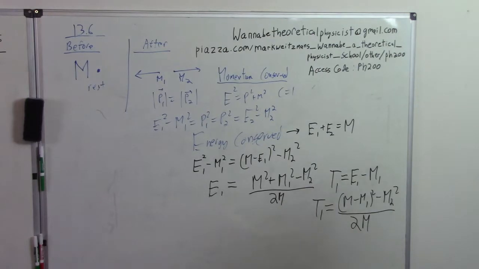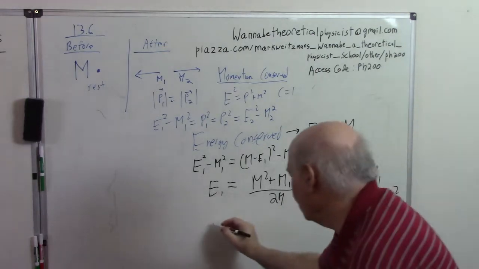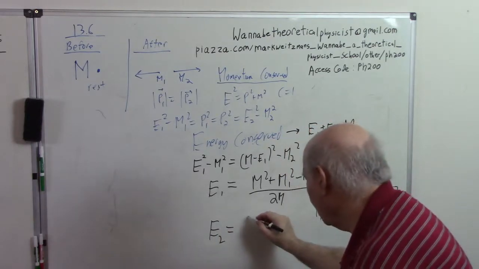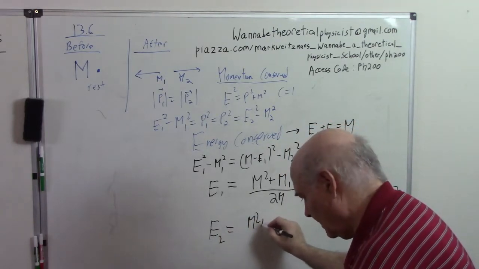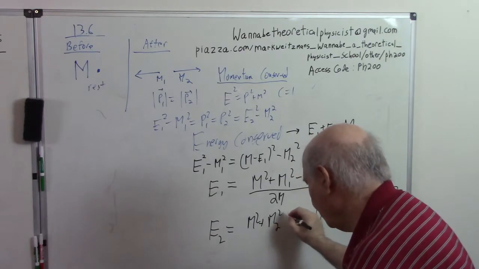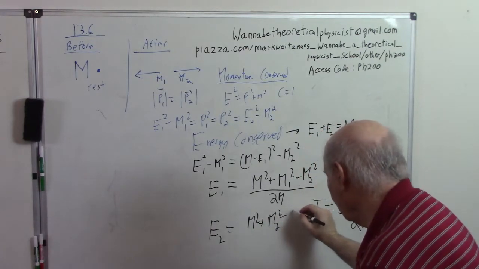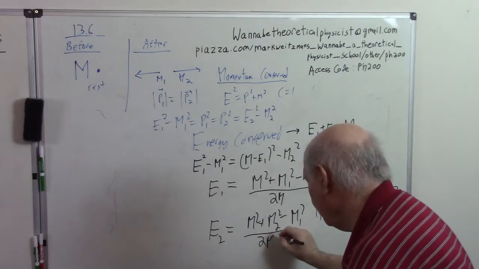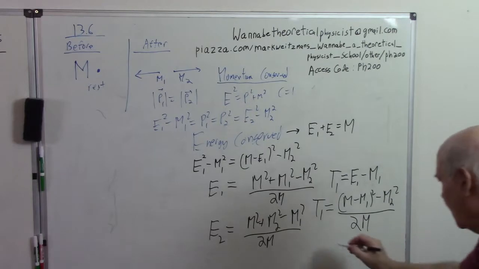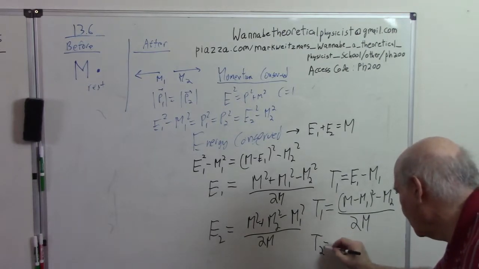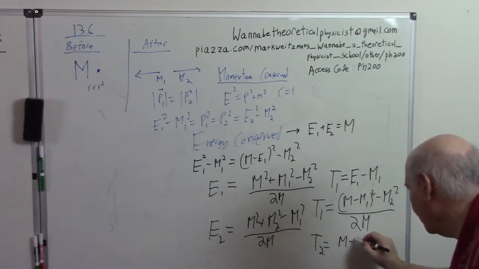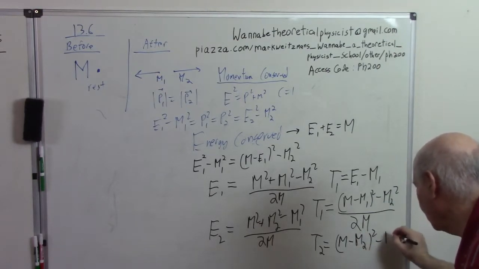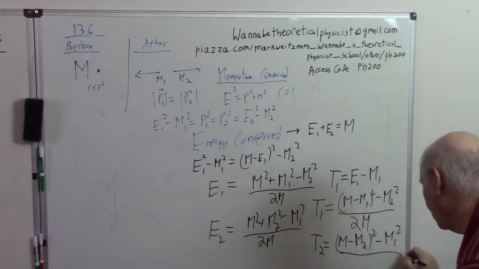And the analysis works exactly the same for E2, symmetric, we just switch 1 and 2. So E2 is M squared plus M2 squared minus M1 squared over 2M, and T2 is equal to M minus M2 squared minus M1 squared over 2M.